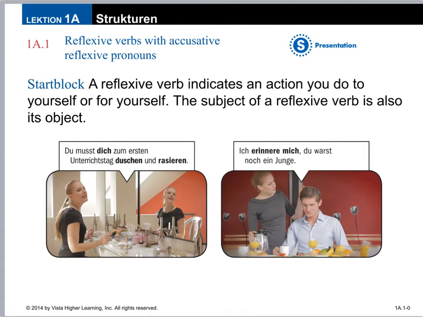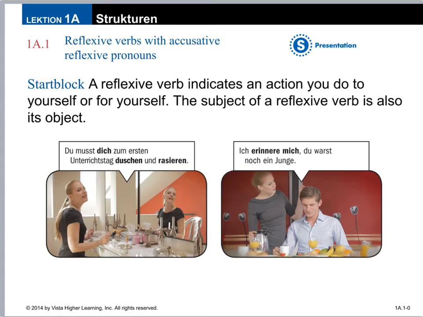So the subject of a reflexive verb is also its object. For example, if I am shaving myself, I am the subject and myself is the direct object, the thing that is being shaved. So I and myself are actually the exact same thing. So here we have it being the subject and the direct object.